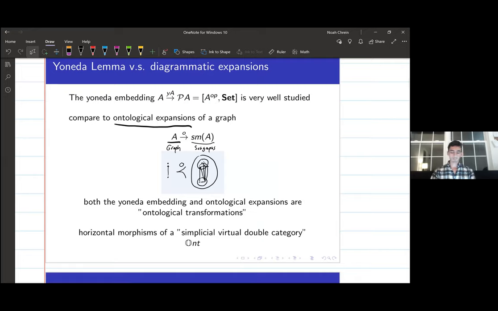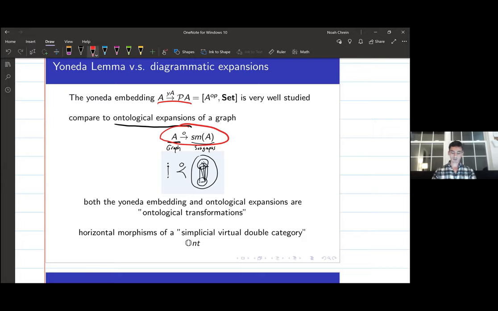But if you just look at the structure of it, it is a map from A into some construction on A. And if you look at the Yoneda embedding, well, it kind of looks the same. If we just, you know, squint hard enough, it kind of looks the same. So both the Yoneda embedding and these ontological expansions are ontological transformations, as I'll define them in a minute. So the point is that I want to rectify this notion of understanding an object via the ambient category. So that would be the ontological expansions. I want to rectify that with the Yoneda embedding.